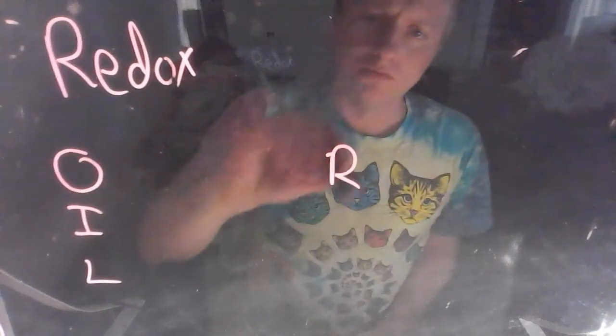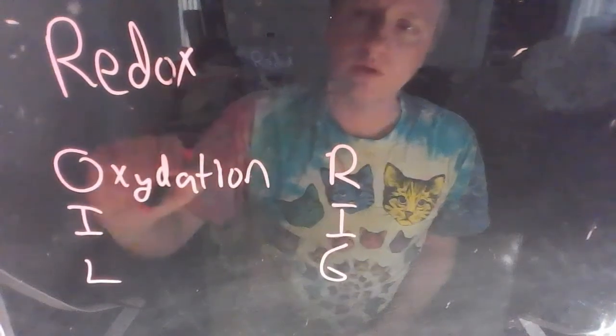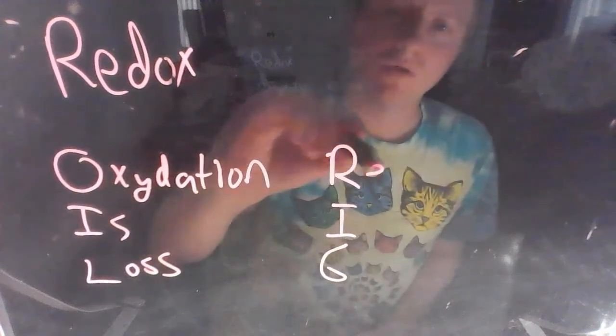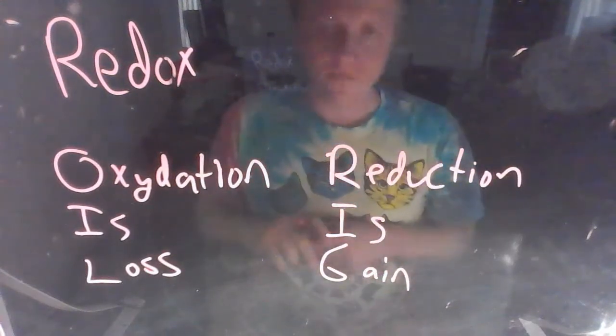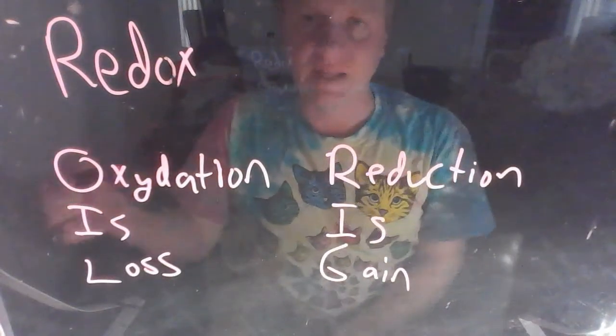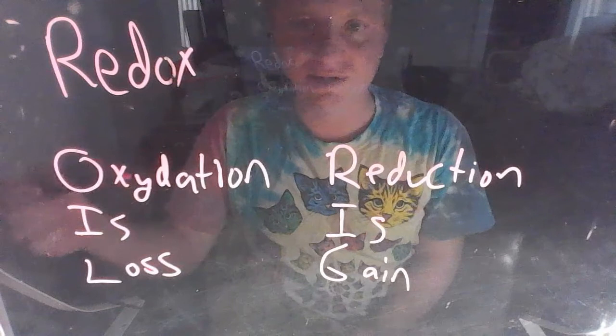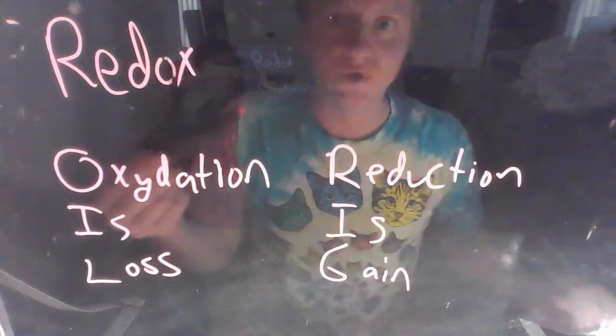In chemistry, in a redox reaction, I think the most helpful way I've always found of remembering it is OIL RIG, which stands for oxidation is loss, reduction is gain. So when you're talking about this in chemistry, you're referring to the loss of an electron. So anytime something loses an electron, it is oxidized. Anytime something is gaining an electron, it is reduced.